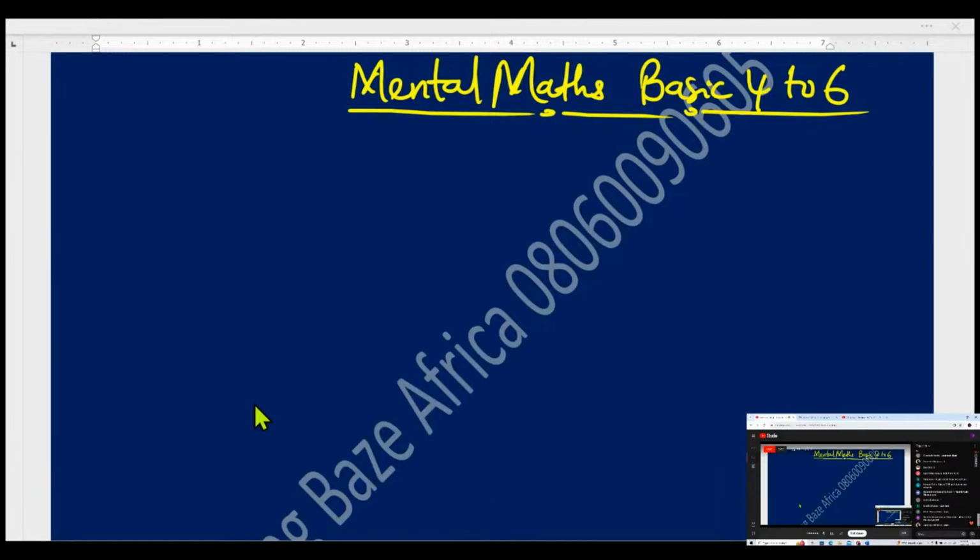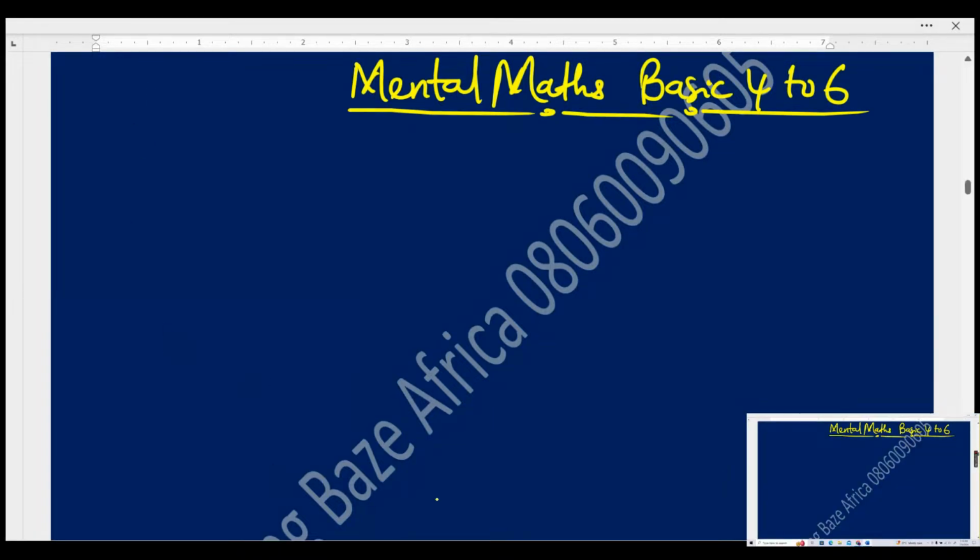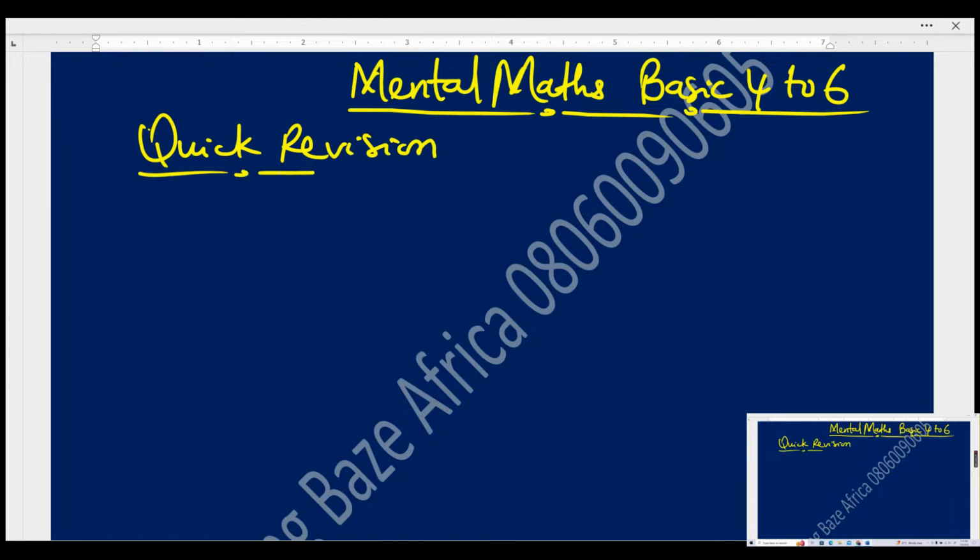Awesome. So in the previous class that we had yesterday, we learned how to divide any number by 5. So let's do a quick revision of what we did yesterday. We learned how to divide any number by 5. So like I said, when dividing any number by 5, double the number and introduce a decimal point before the last digit on the right.